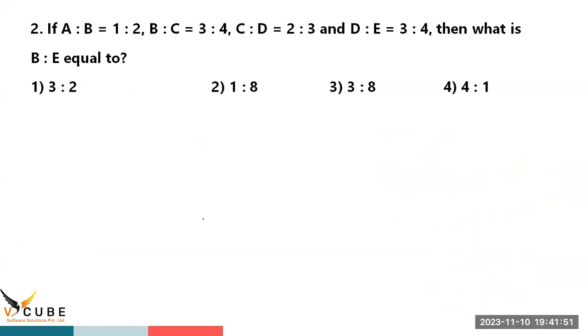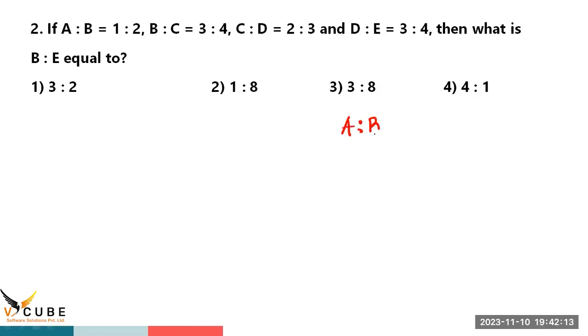Right, second problem. If A is to B is equal to 1 is to 2, B is to C is equal to 3 is to 4, C is to D is equal to 2 is to 3, and D is to E is equal to 3 is to 4, then what is B is to E equal to? Find out B is to E.